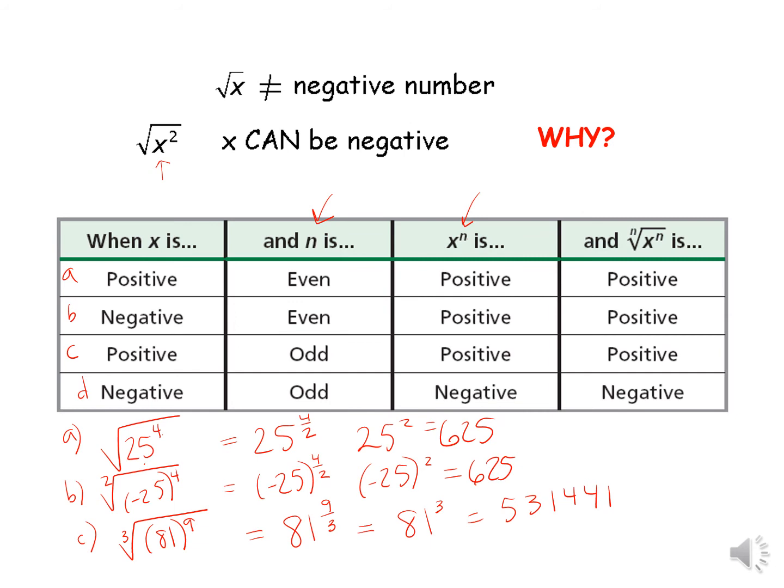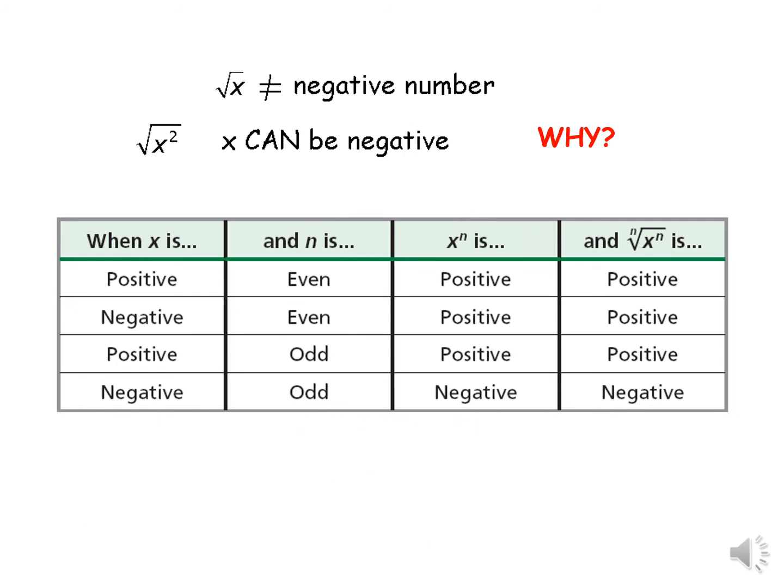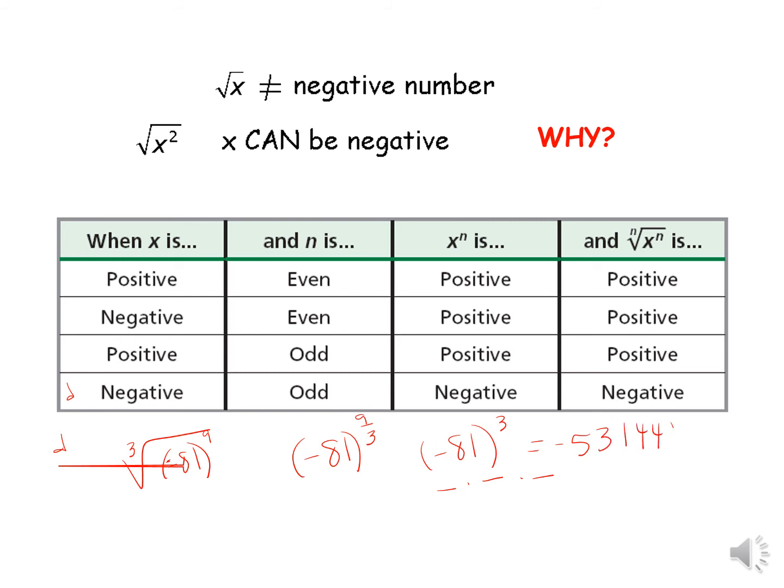Okay, and I'm going to do D. I'm going to erase all the ink. Great. And now I'm going to go back to my pens, and I'm going to do the last one, which is D. That was this one. And they wanted you to use a negative base and an odd number out here and an odd number here. So that becomes negative 81 to the 9 over 3, and that becomes negative 81 cubed, and that's going to be a negative because a negative times a negative is a positive times another negative is a negative number. So there you go.